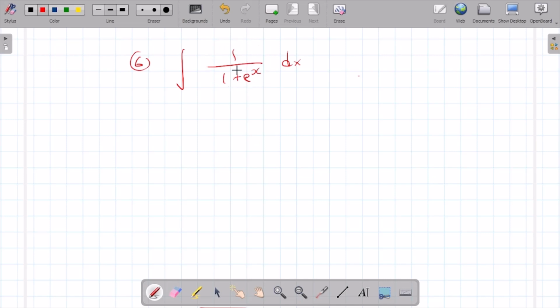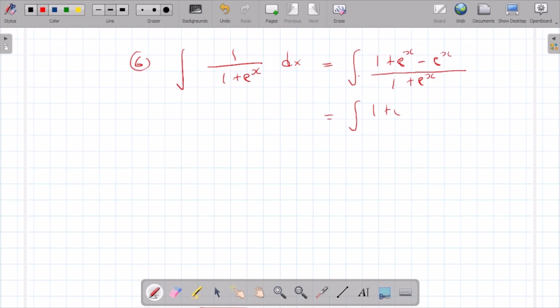So we try to reconstruct the denominator at the numerator level. What is missing is the e to the power of x. So this is going to be the integral of 1 plus e to the power of x, and then I have to subtract the e to the power of x so that we don't change anything. Now I can split this into two integrals.